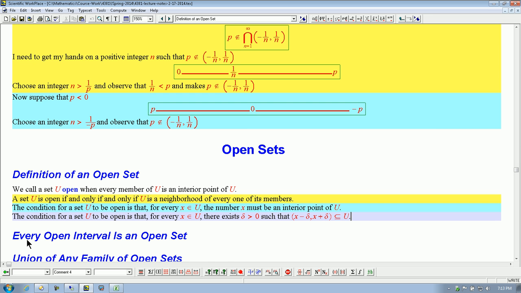And guess what? We had a theorem today. Every open interval is an open set. Didn't we have a theorem today? A number that belongs to an open interval must always be an interior point of that interval. We had a theorem. Therefore, an open interval is always an open set. Okay?